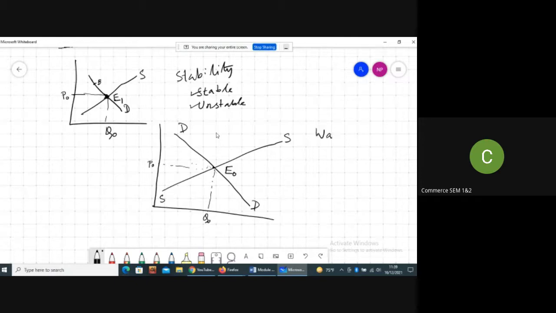Now, according to the Walrasian approach, if price goes up, say the price is somewhere here, then what is happening? There is excess supply. That means at P1 price, demand is this distance, and supply is this distance up to this. Okay. That means there will be an excess supply of this amount. This is the amount of excess supply at P1 price.